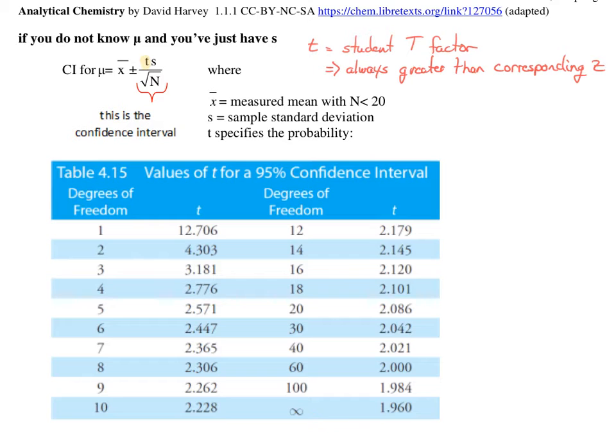Now here's a table for different values of t that are consistent with a 95% confidence interval. If you want a different level of confidence, you would go to a more expanded table of student t factors. Most often we're dealing with a 95% confidence interval, so this table is sufficient. You also need to know the degrees of freedom. The degrees of freedom are equal to n-1.